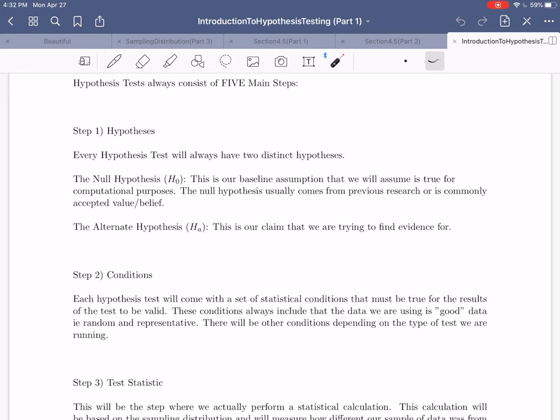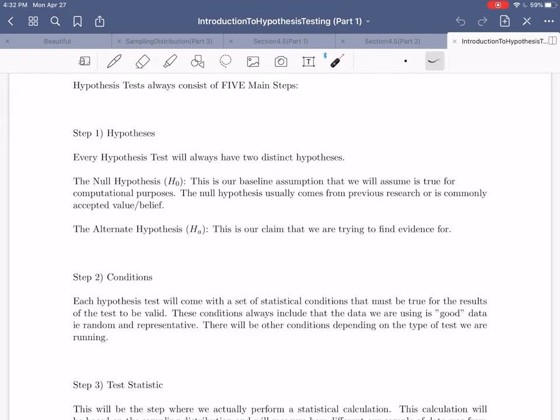Okay, so step one. As its name would imply, the first step of a hypothesis test is setting up the hypotheses. Every hypothesis test will always have two distinct hypotheses. These two distinct hypotheses are named the null hypothesis, which in notation is H0, and the alternate hypothesis, which in notation is Ha. So what is the null hypothesis?